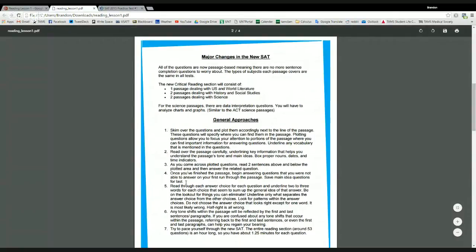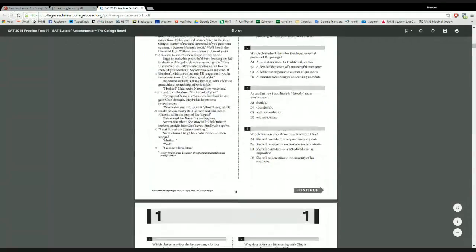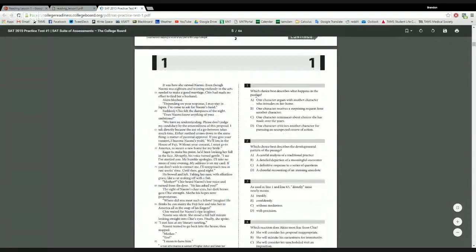So once you finish reading the passage, begin answering questions that you are not able to answer on the first run through the passage. Save main idea questions for last. So after answering all the questions that are line directed, you should go back and see which ones you haven't answered and leave the main idea questions for last. And the main idea questions are usually the first question in the passage. As it says here, it asks for what happened in the passage, which basically asks for the main idea.